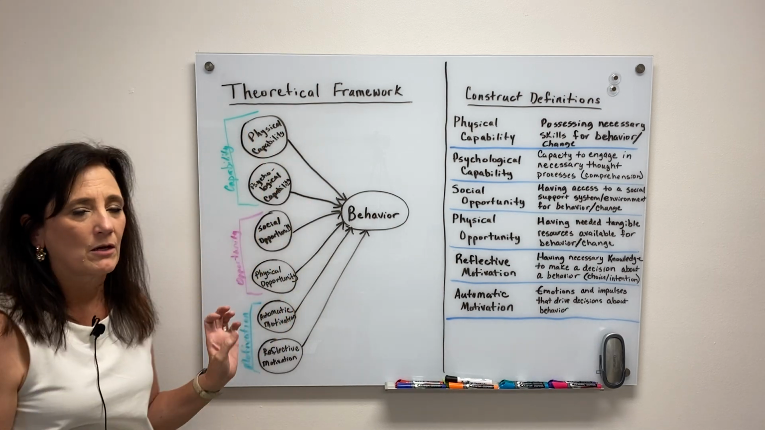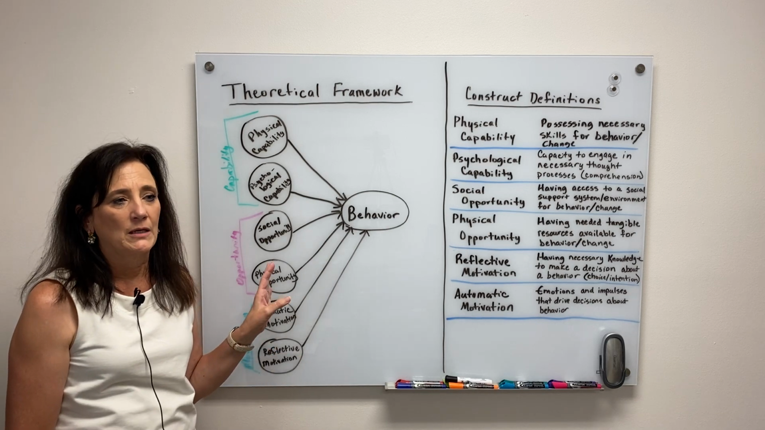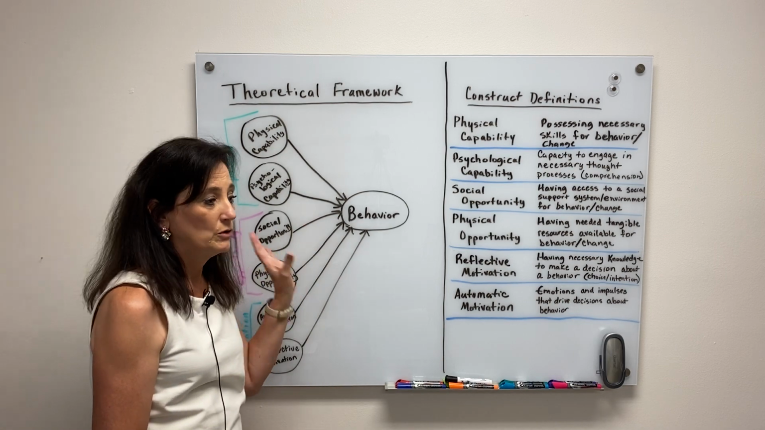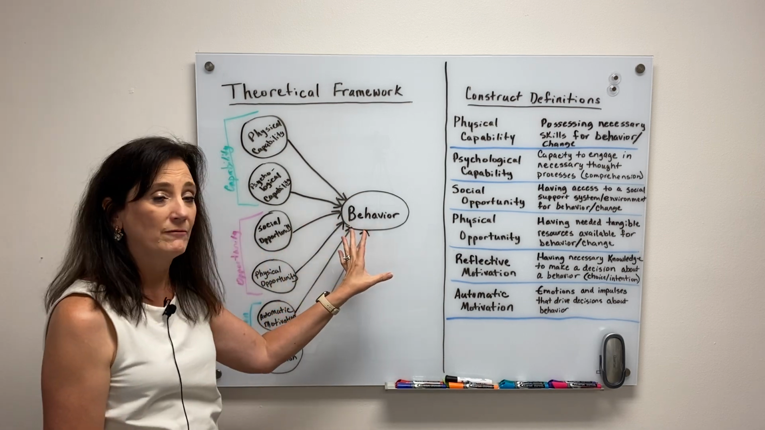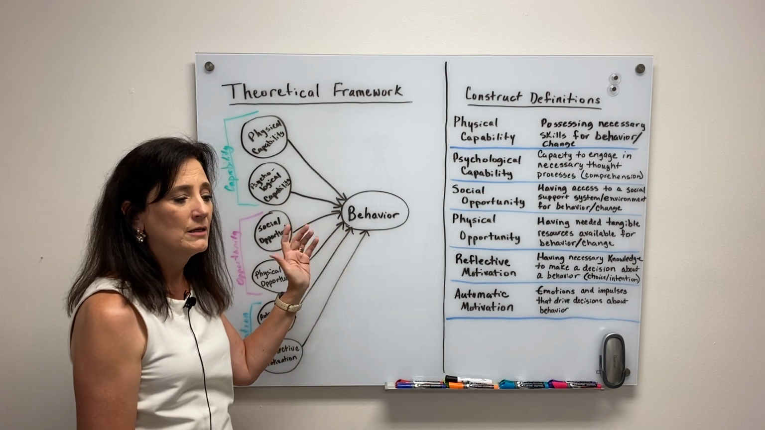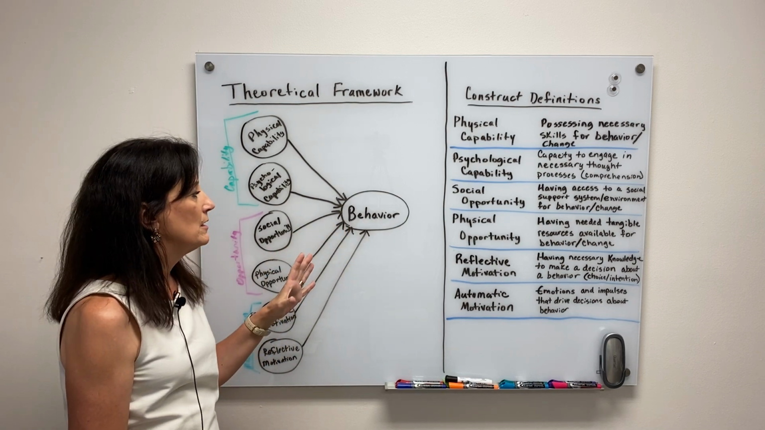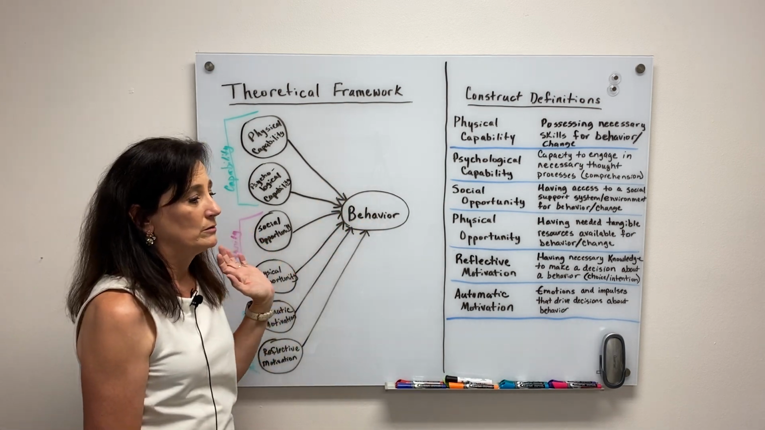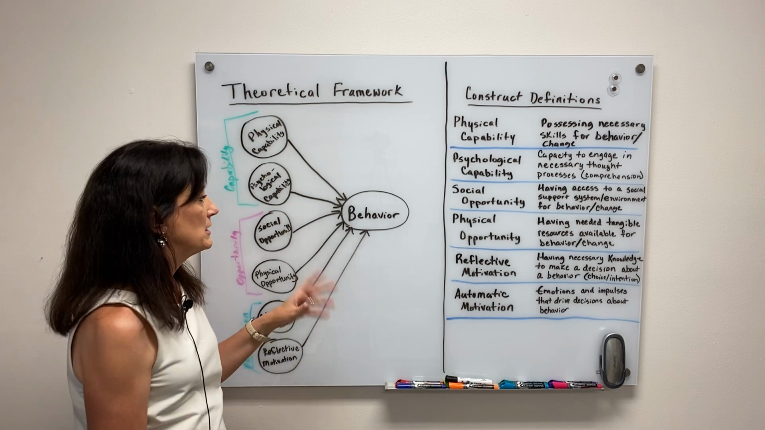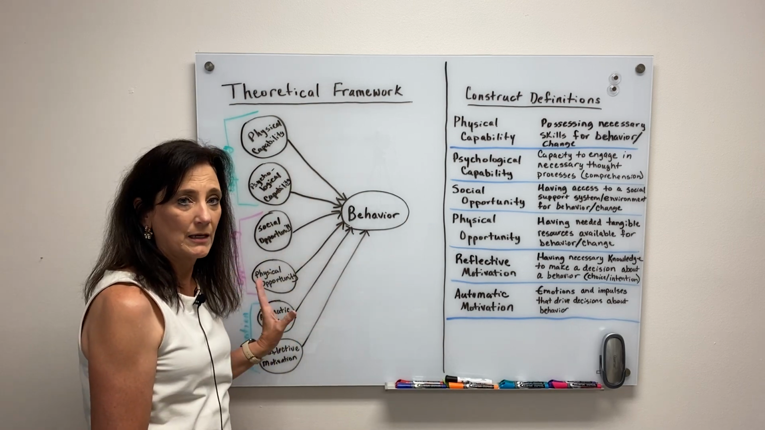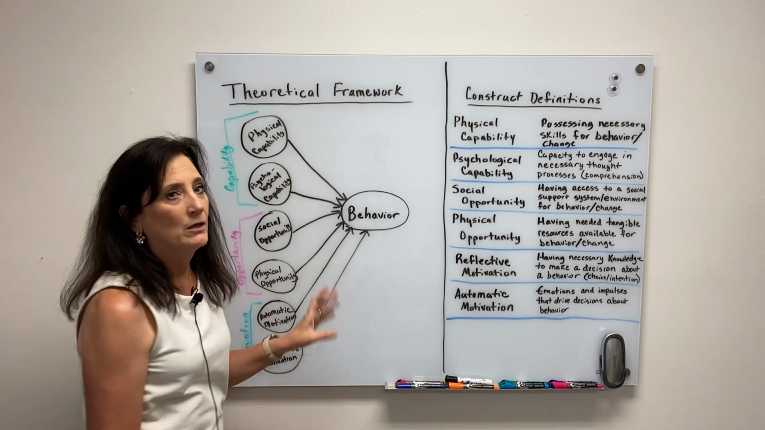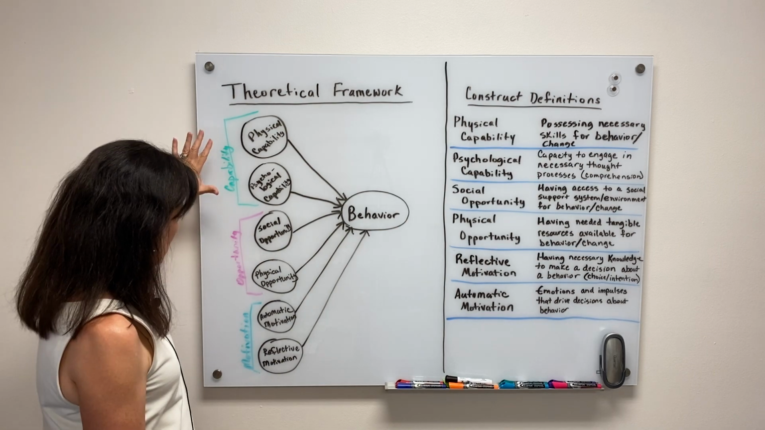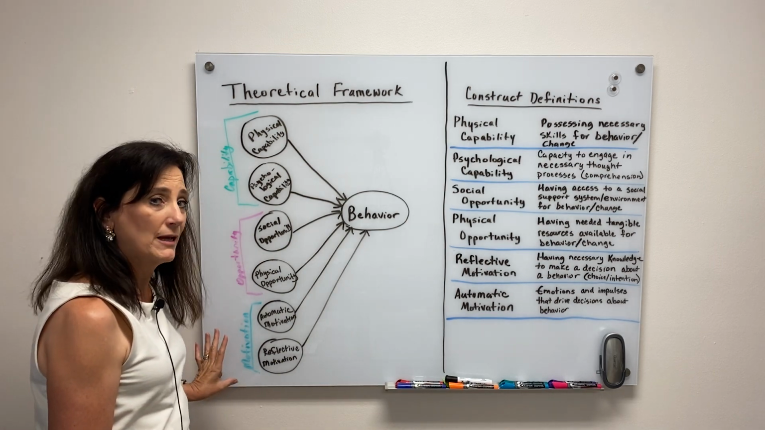This particular one is called COM-B. COM-B stands for capability, opportunity, motivation, and those are the variables that then predict behavior. Because in social science, a lot of times what we're looking to do is talk about people's behavior or practices that they adopt, and what were the variables that led to or predicted that that would happen.